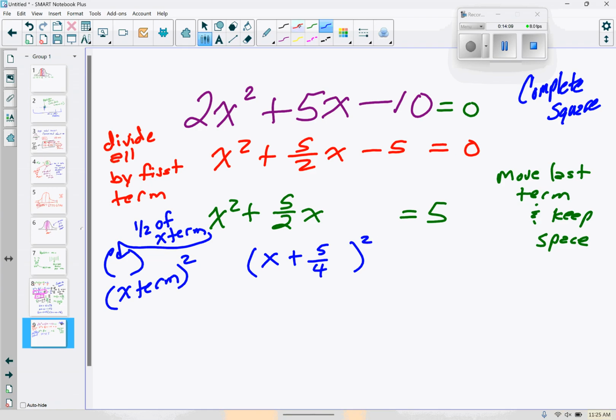If I square 5 over 4, I get 5 times 5, which is 25. 4 times 4, which is 16. Be sure to add it to both sides.